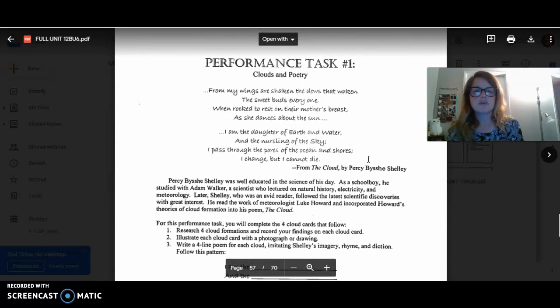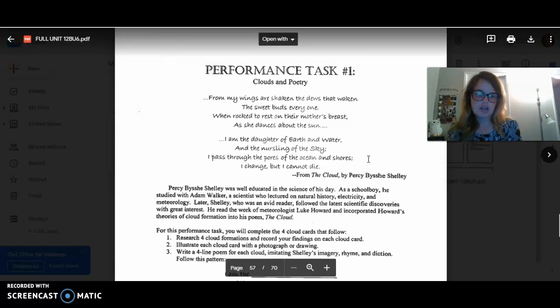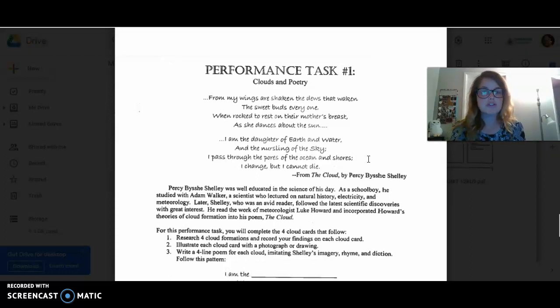So performance task 1, here we go. This is a chance to play around with some poetry. It's called Clouds and Poetry. They give you an example from The Cloud by Shelley. Fun fact, that Shelley is married to Mary Shelley, who is the author of Frankenstein.